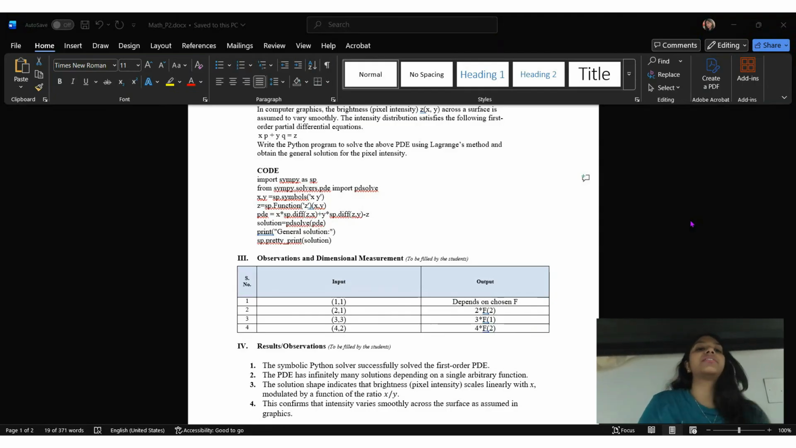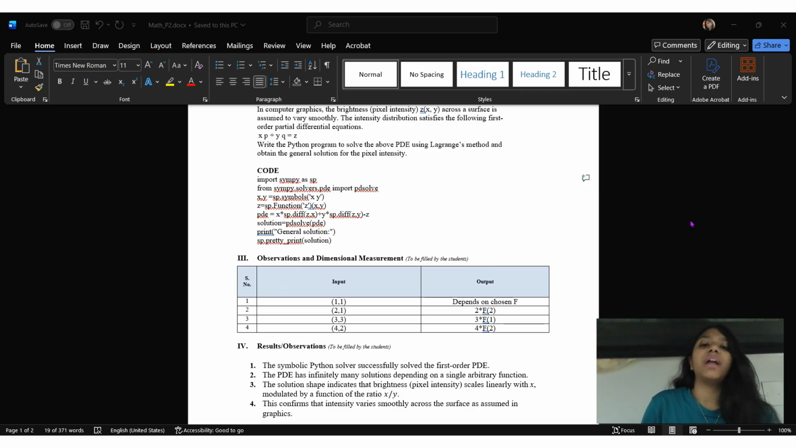Then we define z of x, y as our unknown function. The PDE we are solving is x times dou z by dou x plus y times dou z by dou y minus z is equal to 0. So first, this equation involves both partial derivatives of z with respect to x and y, multiplied by x and y, and then subtracting z itself.